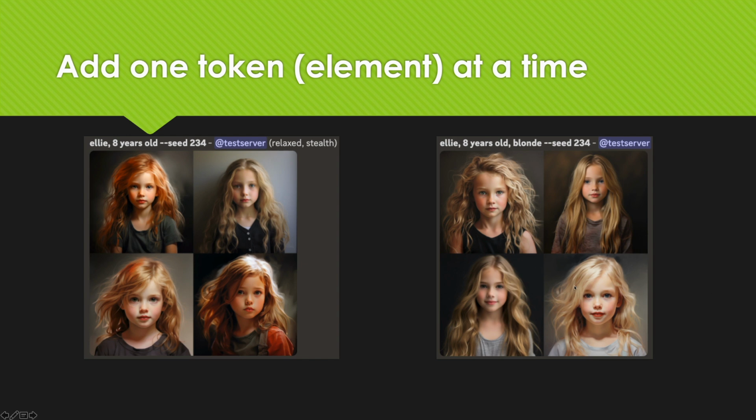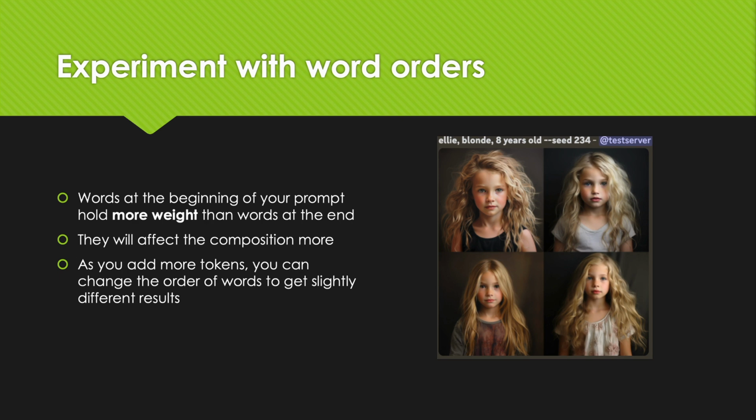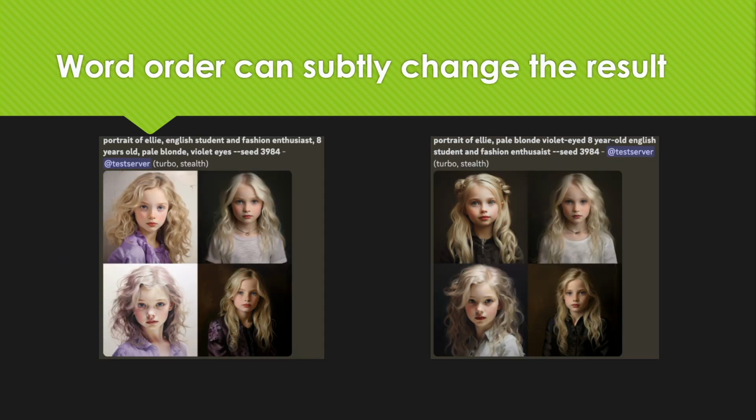When we added blonde, we got more of a painting style, whereas this image on the top right is more like a photograph. And also, Ellie is a redhead. That's what the data set believes anyway. So adding the blonde probably also changed the art style a bit. But yeah, just start with your character's name and then add 1 token at a time and experiment with word orders. Words at the beginning of your prompt generally hold more weight than words at the end, and they will affect the composition more. As you add more tokens, you can change the order of words to get slightly different results. So I'll have an example of that on the next page.